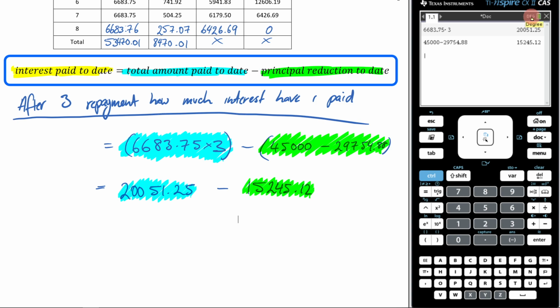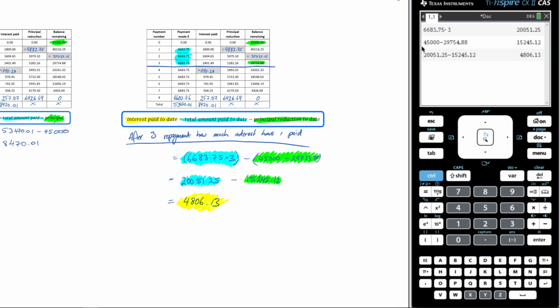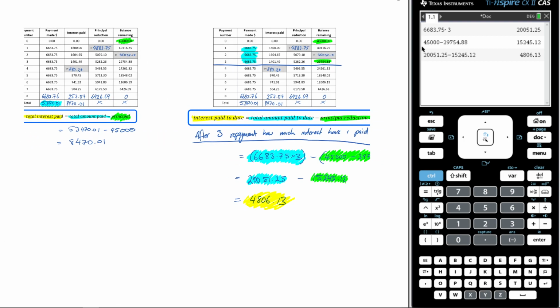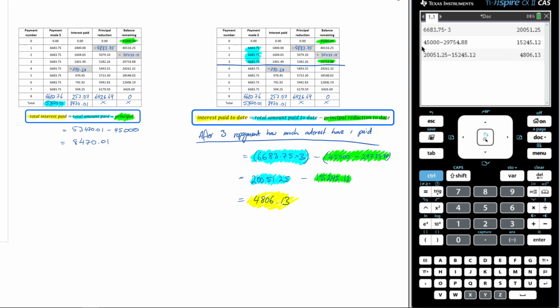But now if I take this number and subtract it from this number, that's going to say that over these 3 repayments, 4806.13 is the total interest you have paid to date. Cool. Hopefully that makes sense. And that kind of covers both of those: the total interest paid and the interest paid to date.